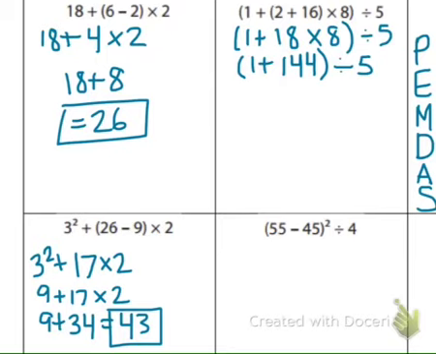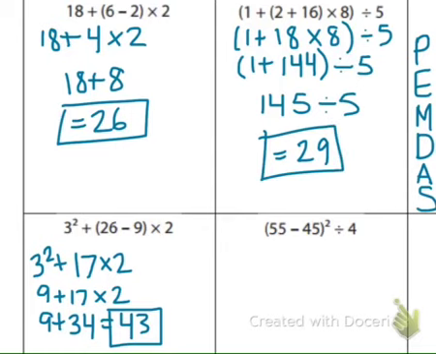So now we have 1 plus 144 still in parentheses, so even though we've already done 2 steps, we're still on that step P. 1 plus 144 is 145, divided by 5, which gives you 29 for your final answer. So if you got 29, you got it right. If not, make sure to look back and see where it went wrong. But on to the last one.